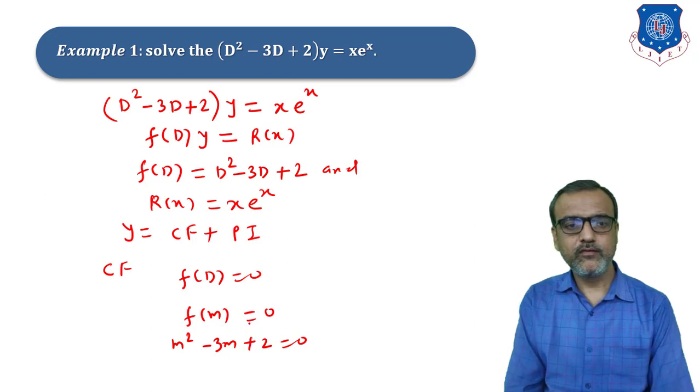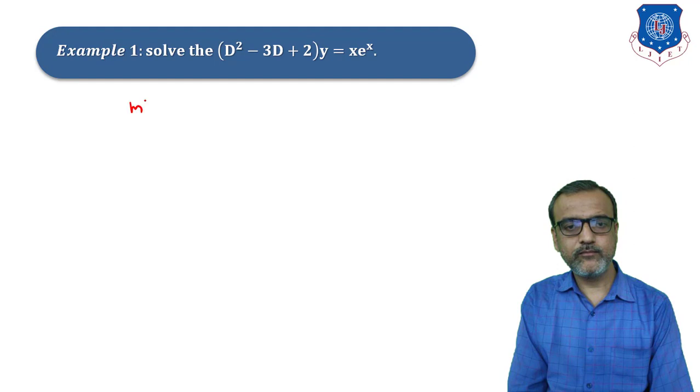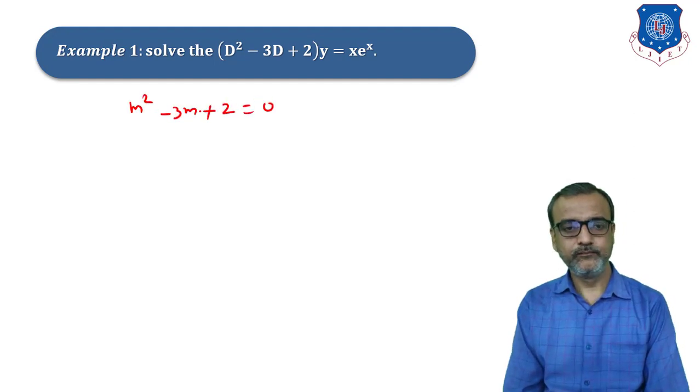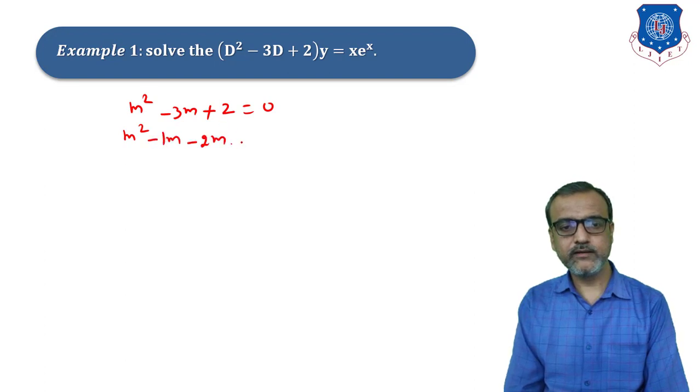Now we will factorize this equation, m square minus 3m plus 2 equals 0. We will split the middle term, minus 3m. We will find two numbers such that their product is 2 and their addition is 3, and those two numbers are 2 and 1. So m square as it is, we split minus 3m as minus m minus 2m, and plus 2 as it is, equals 0.